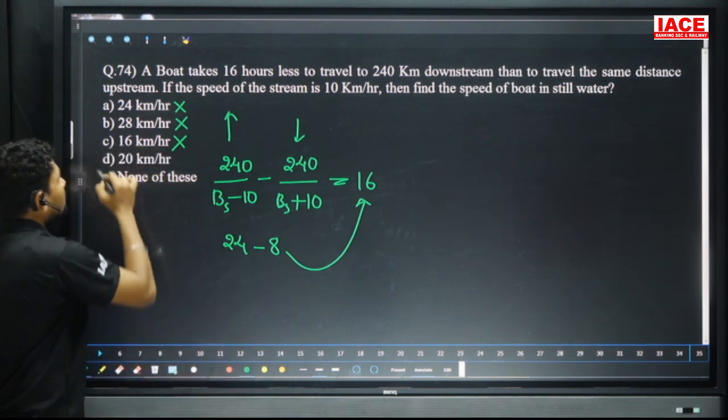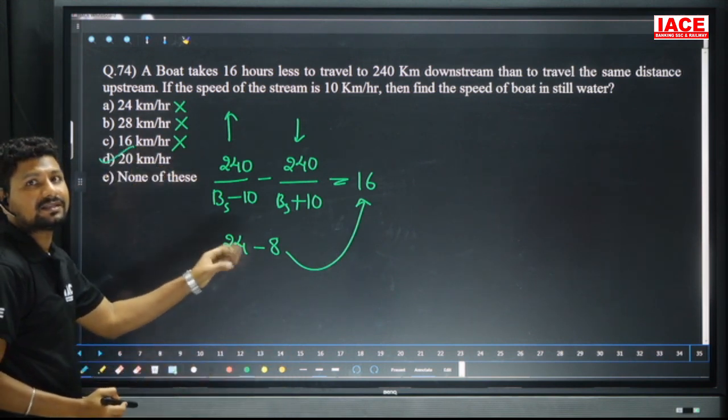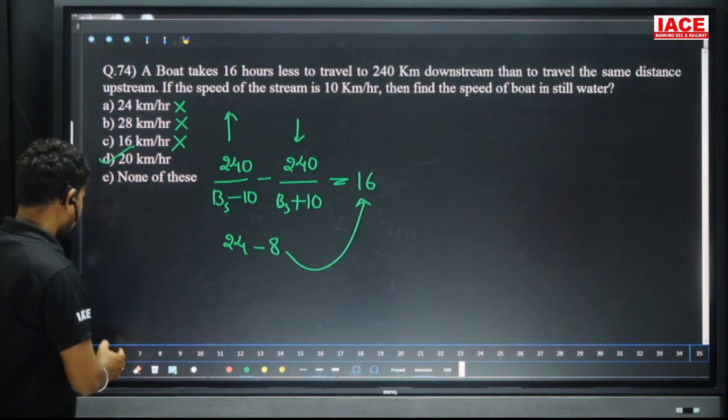That means the option that clearly gives LHS equal to RHS is our answer. Our option is 20 here.